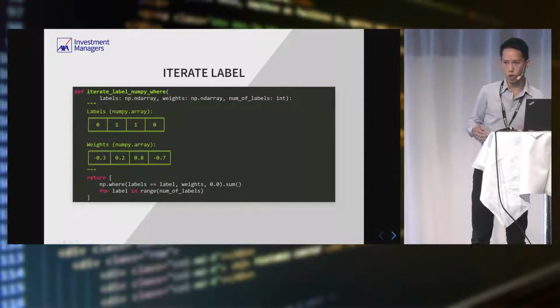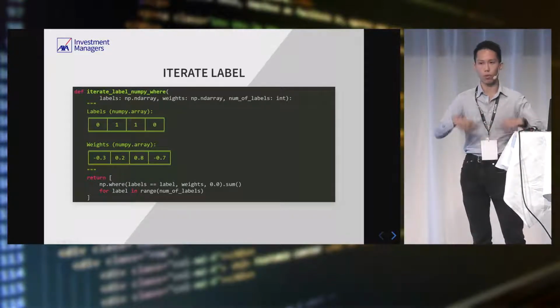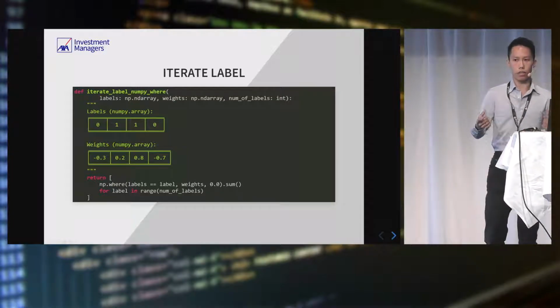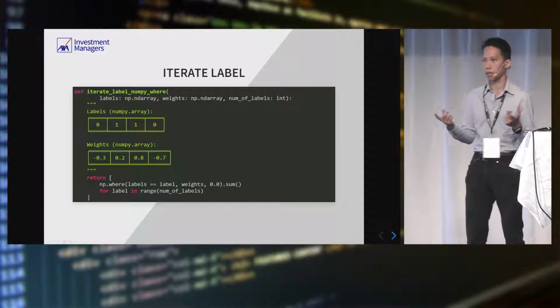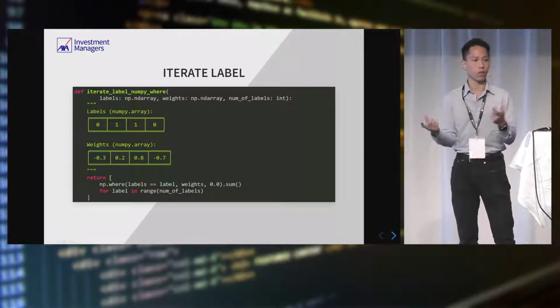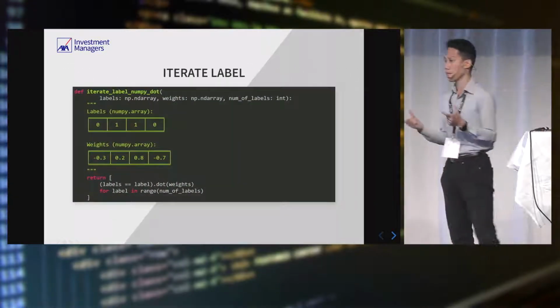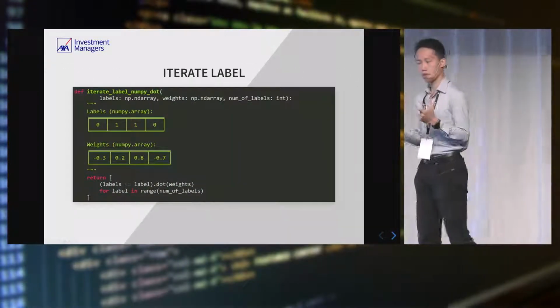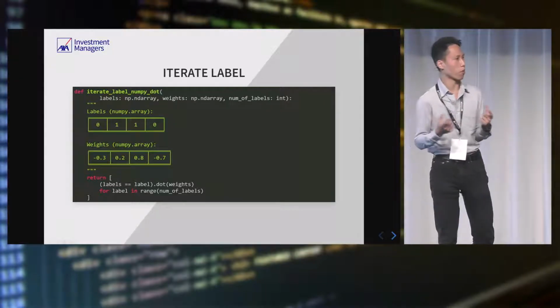First, we check which instruments belong to the label. For the first one, it creates an array. Then if it is true, it takes the array values, otherwise 0. After the operation, it creates another array. Then we sum it up. But normally, the construction of objects or memory allocation is the overhead of your performance.